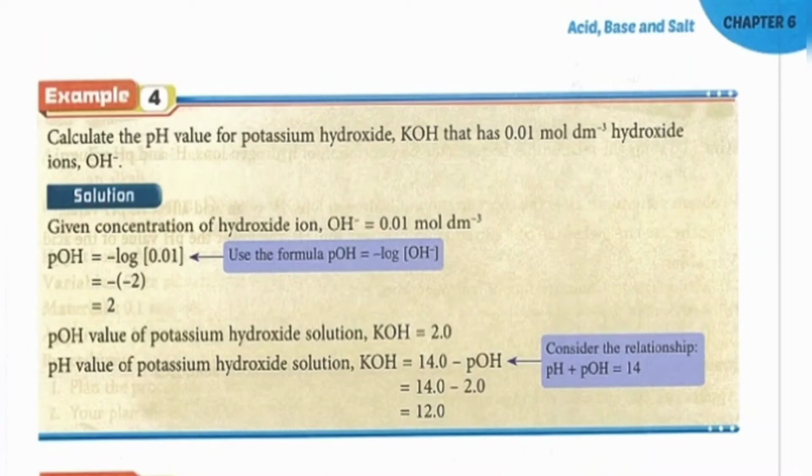So we know that the sum of pH and pOH value is 14. So here the pOH is 2, we can find the pH. Okay, so 14 we minus with the pOH. Okay, 14 minus 2, we will get 12. So the pH value is 12.